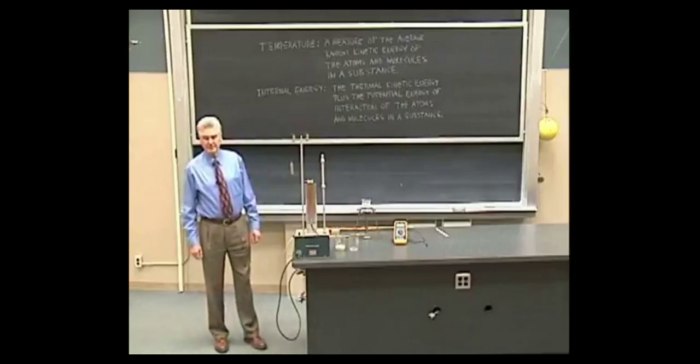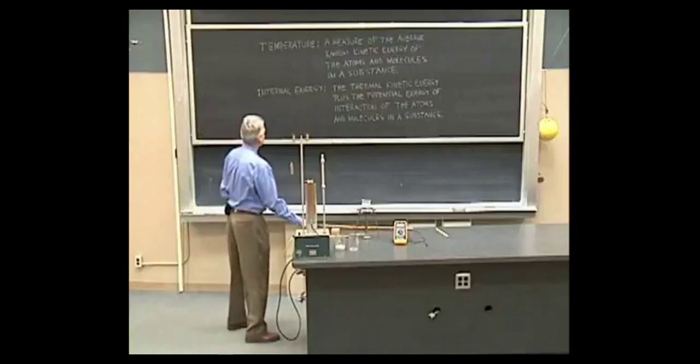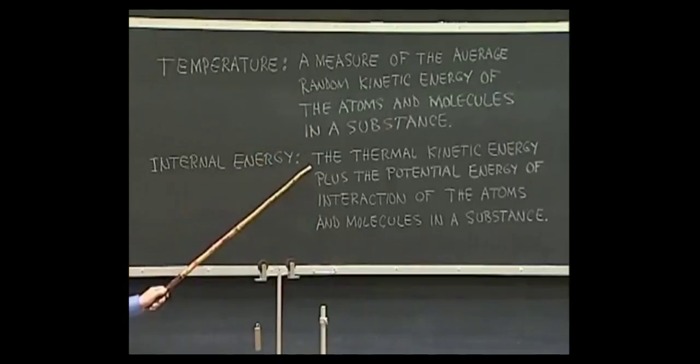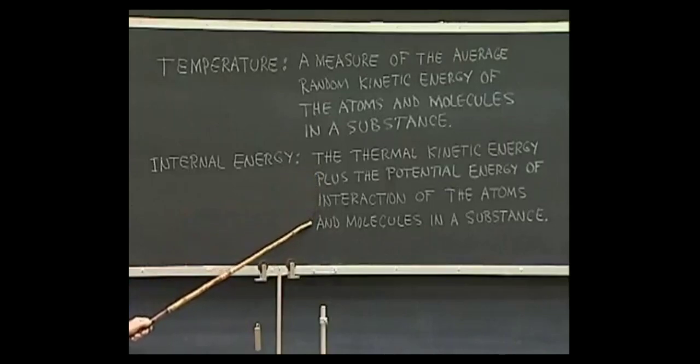discuss and demonstrate some aspects of temperature and internal energy. Here I have a statement about temperature. Temperature is a measure of the average random kinetic energy of the atoms and molecules in a substance. Whereas internal energy is the thermal kinetic energy plus potential energy of interaction of all the atoms and molecules in a substance.